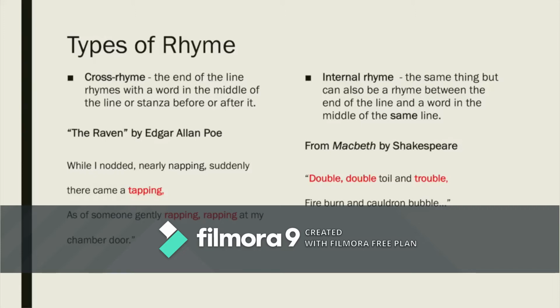Then there is internal rhyme, which is the same thing but can also be a rhyme between the end of the line and a word in the middle of the same line. From Macbeth by Shakespeare: "Double, double, toil and trouble, fire, burn, and cauldron bubble." Double and trouble rhyme and occur in the same line.